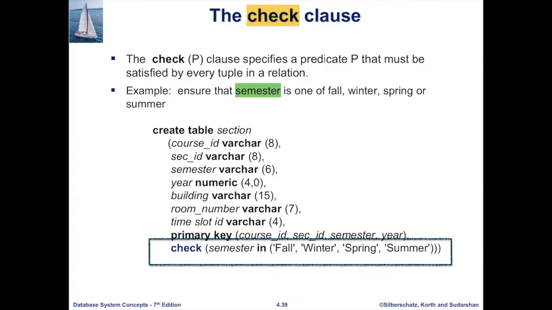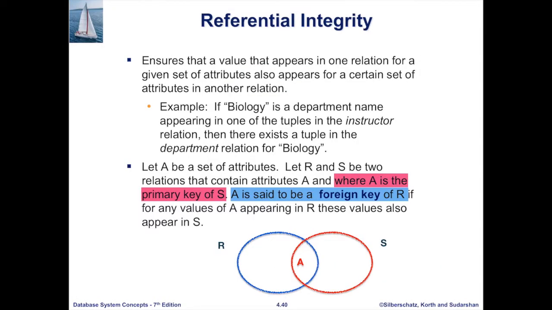Why is it important? It's because of referential integrity. But unlike the previous types of integrity constraints, referential integrity uses two relations. This referential integrity ensures that the value that appears in one relation for a given set of attributes also appears for a certain set of attributes in another relation. So for example, if biology is a department name appearing in one of the tuples in the course relation, then there must exist a tuple in the department relation for the biology value.